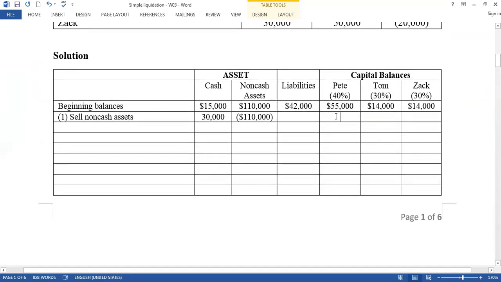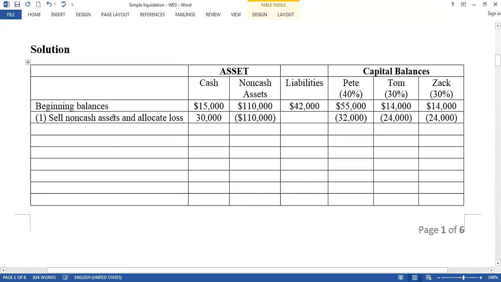So 32,000, 24,000, 24,000, right? So what happened? Number one, sell non-cash assets and allocate loss. Can you see properly? So we sell our non-cash asset, right? We sell our non-cash asset and we allocate loss.